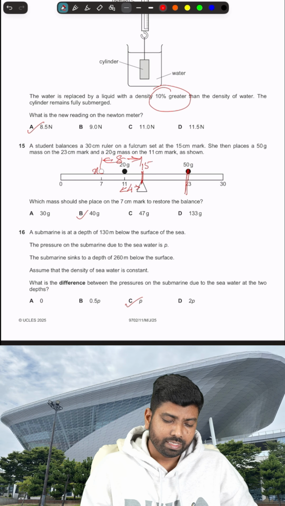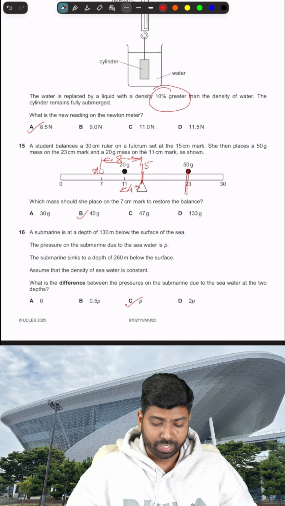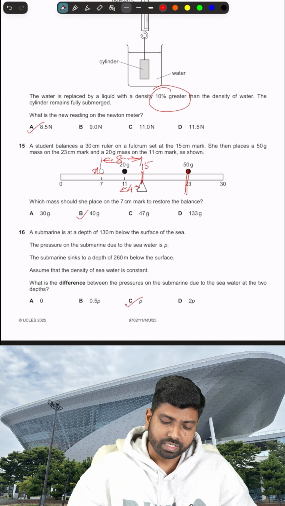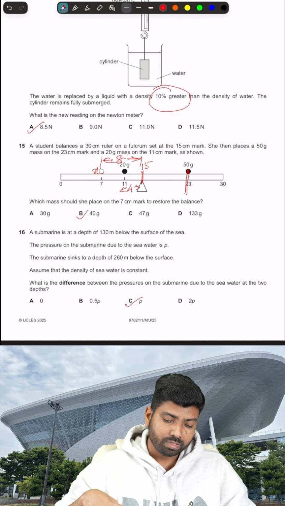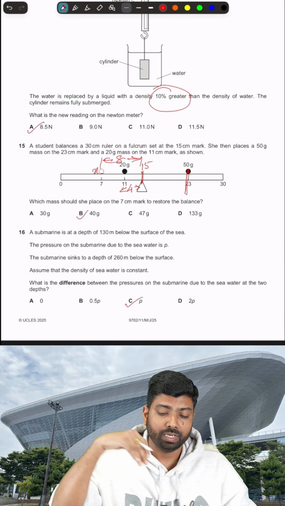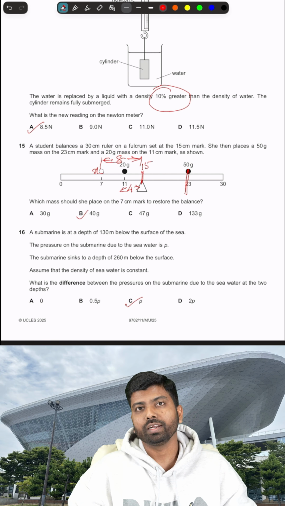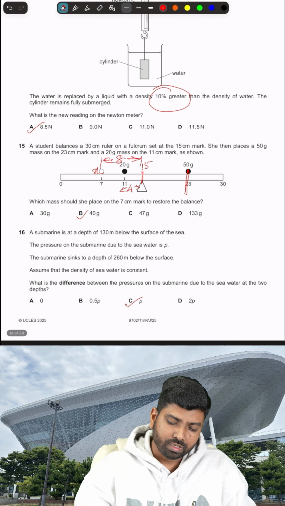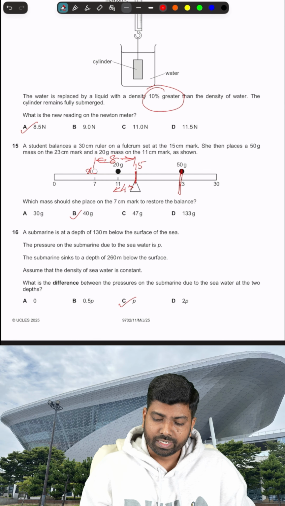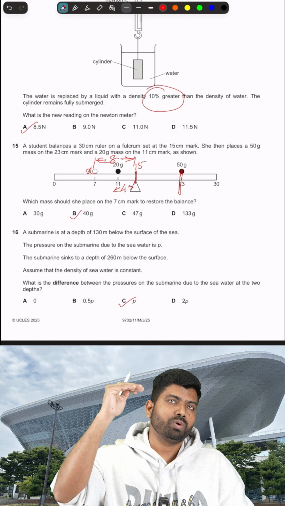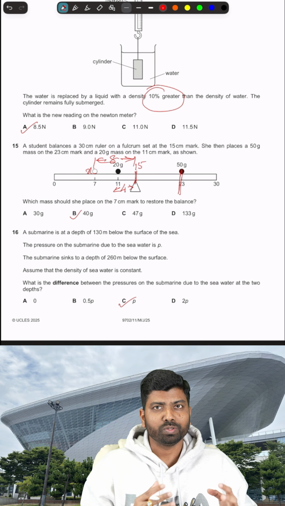A submarine is at a depth of 130 meter below the surface of the sea. The pressure on the submarine due to the seawater is P, right? The submarine sinks to a depth of 260 meter below the surface. That time it was 130, now again it is going deeper, 260 meter. Assume that the density of seawater is constant. Yeah, that is the point. The density is constant. What is the difference between the pressure on the submarine due to the seawater at the two depths, right? So I taught you what will be the pressure. Something rho g h. Can you remember?